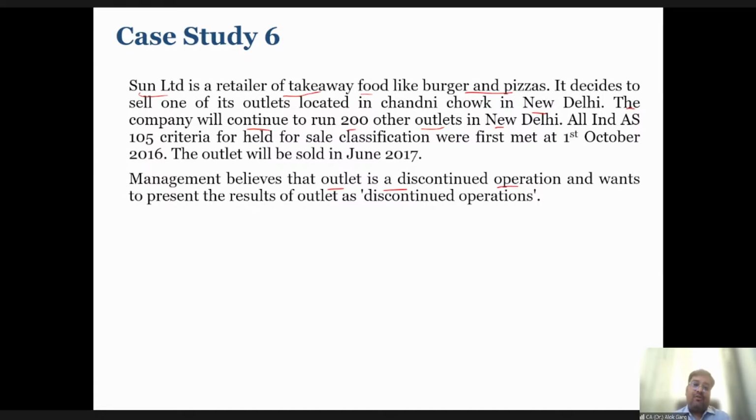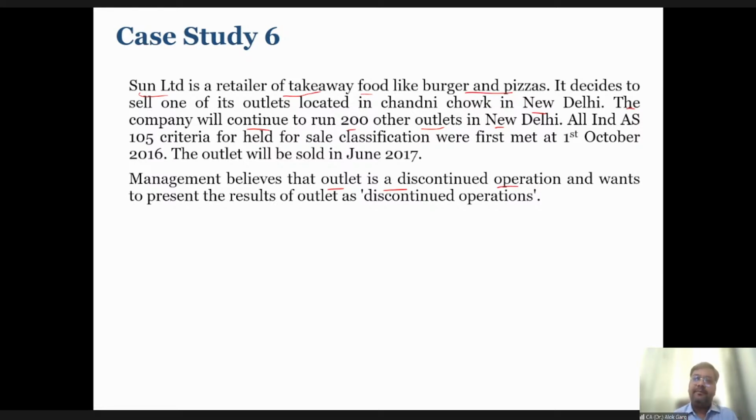Friends, tell me, is it a discontinued operation? Gopal is saying yes. Soham is saying no. Manini is saying no. Radhika is saying no. Rohan is also saying no, sir. It is a disposal group held for sale.